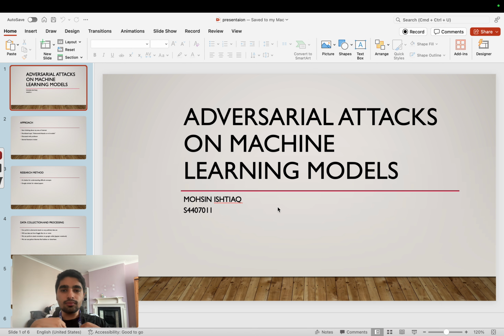So, the topic for my dissertation is adversarial attacks on machine learning models. Basically, these are attacks on machine learning models in which the attacker, the person who wants to attack, changes the input data and the model makes a different prediction or different output, based on what type of algorithm we are dealing with.